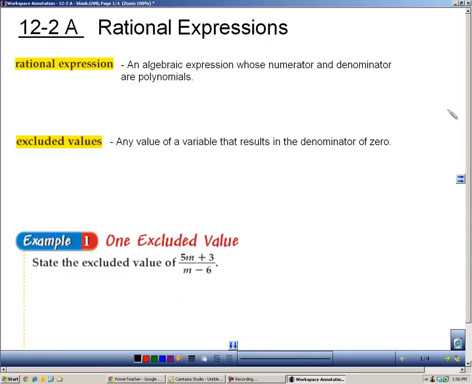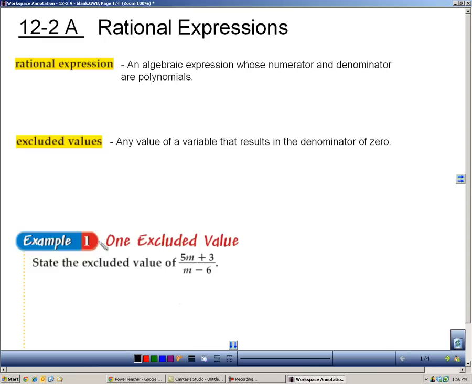Section 12.2a is about rational expressions. A rational expression is an algebraic expression whose numerator and denominator are polynomials. So we're going to have fractions, but other than just numbers and letters, we're going to have polynomials in the denominators of the fractions. That brings us to another idea, an idea of excluded values.